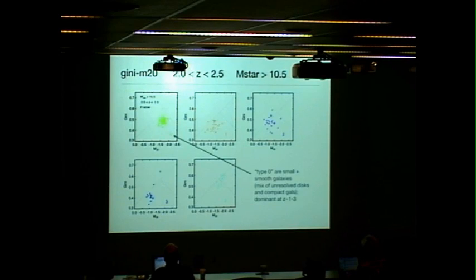By contrast, the type 0 are galaxies that are small and basically smooth. We can't say too much about them. And so they're a mix of unresolved disks and compact galaxies. And as we know, these compact galaxies are really a dominant class of this redshift range between 1 to 3.